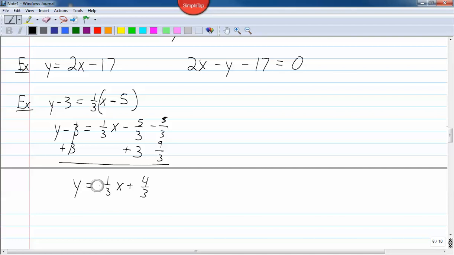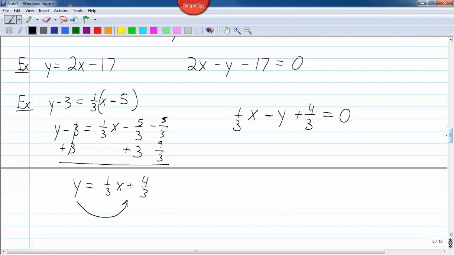So that just gives me the slope-intercept form. What if I want the general form though? The first thing I need to do is move this y over. So if I move this y over, I'll have 1/3 x minus y plus 4/3 equals 0.